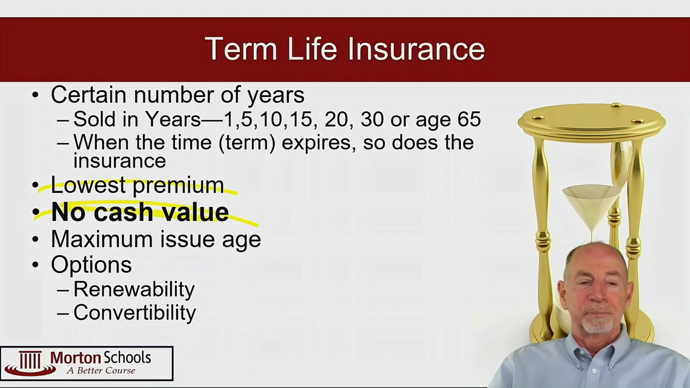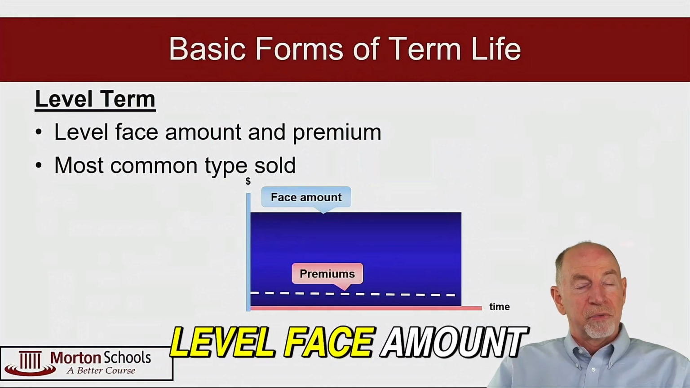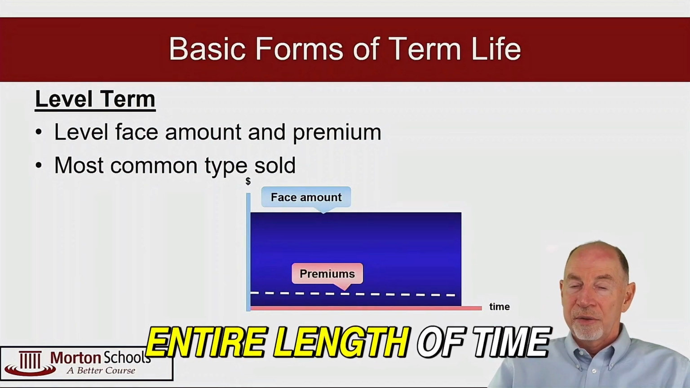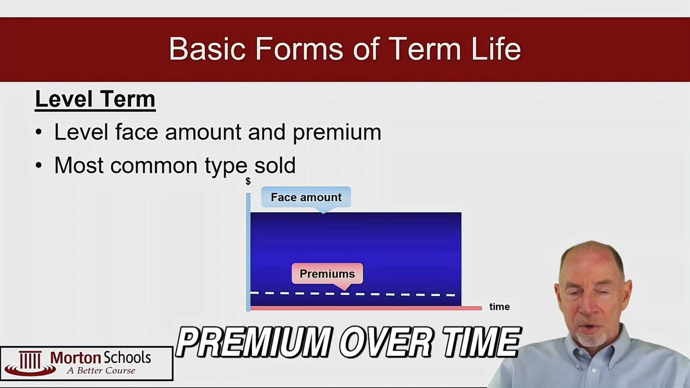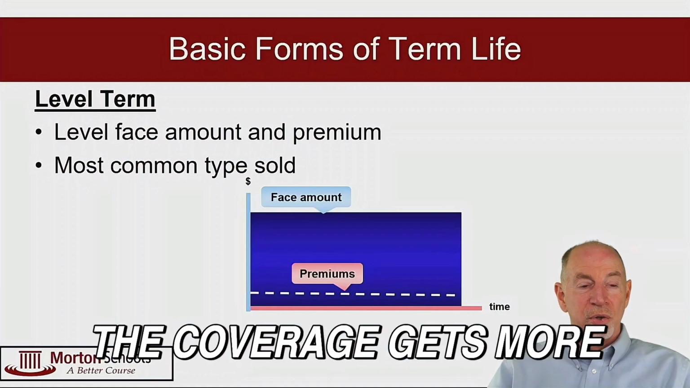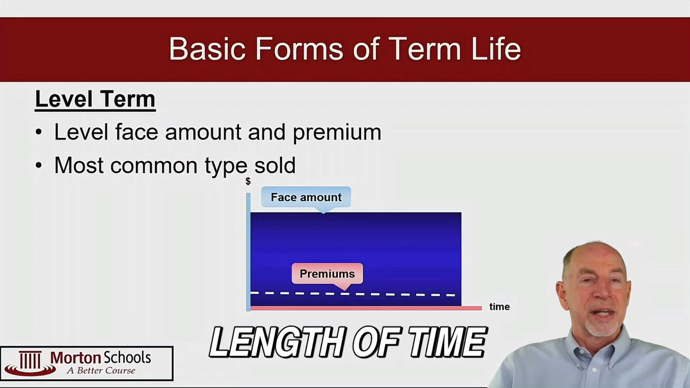Got it? Okay. Now, there are 3 types of term insurance: level face amount and level premium for the entire length of time, which sort of means we're averaging the cost of the premium over time. Because as you get older, the coverage gets more expensive, but we're averaging that over that length of time.